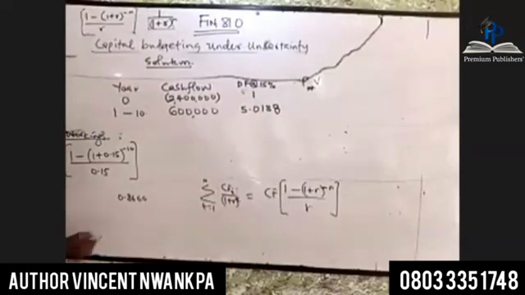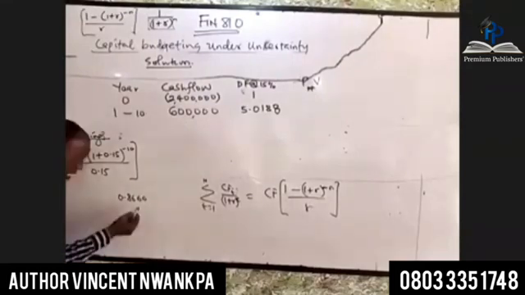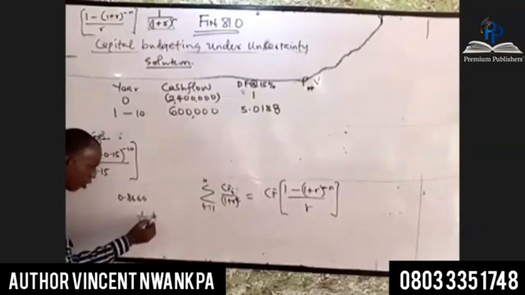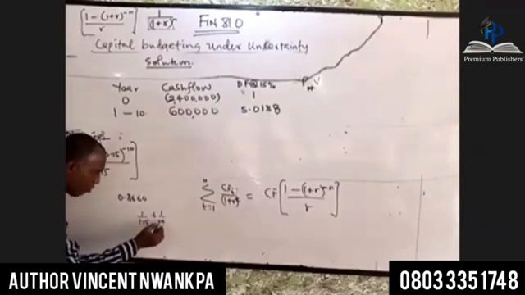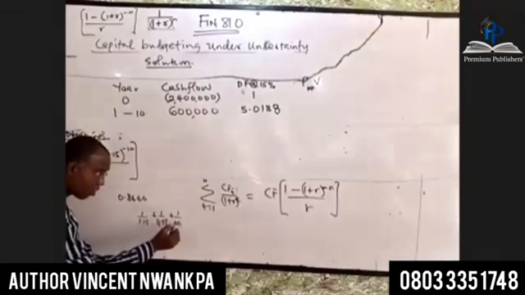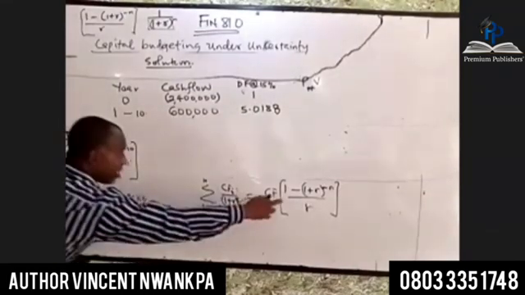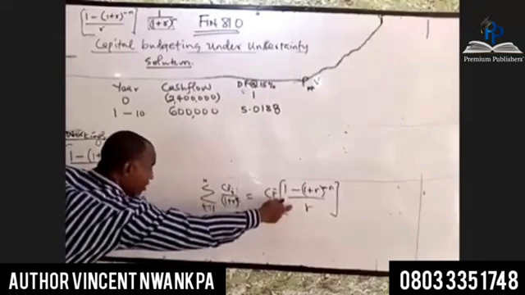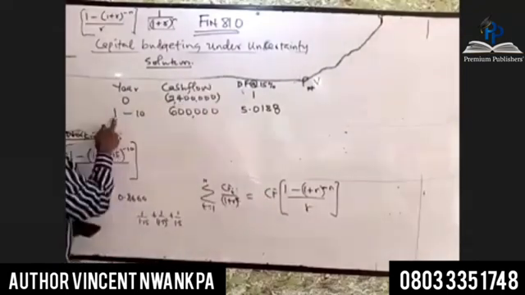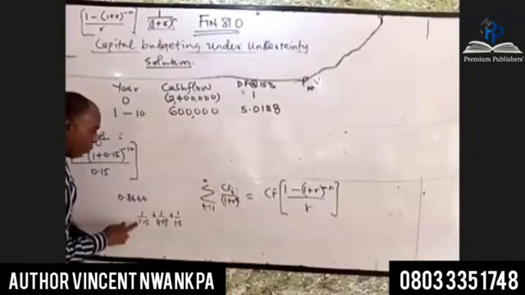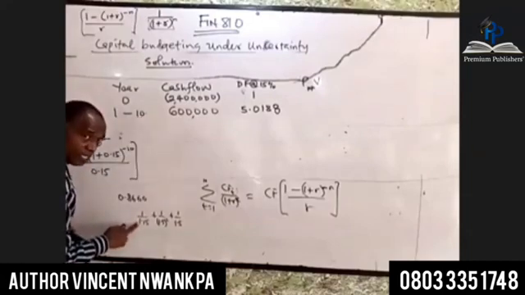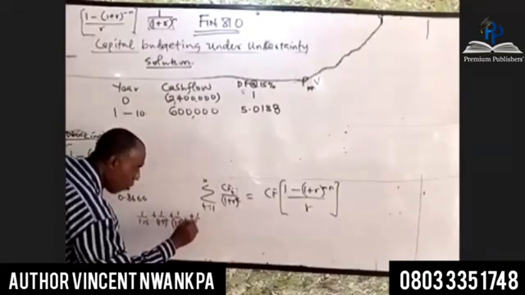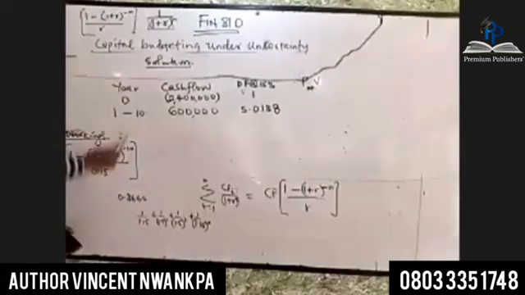0.866. If your calculator can help, write 1 over 1.15 plus 1 over 1.15 raised to power 2. In case you don't like this formula or can't remember it, from 1 to 10, we do year 1, year 2, year 3, year 4, till year 10. When you add it together, you must get this.